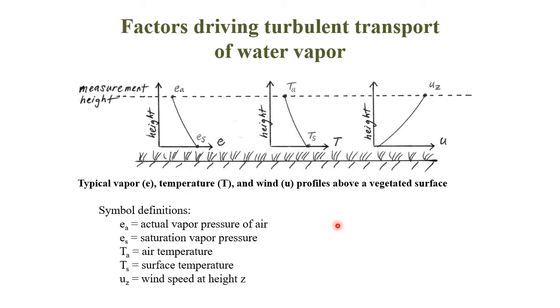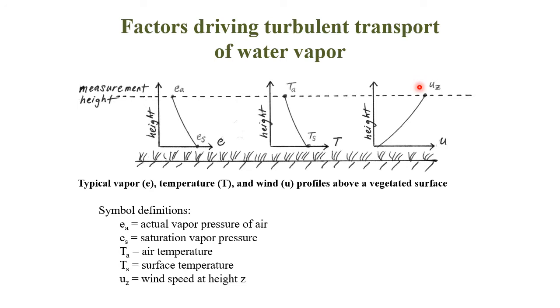In addition to net radiation, the three other weather terms that we need to consider are humidity, represented in this diagram as e, or vapor pressure, air temperature, T, and wind speed, u sub z. Wind speed is measured at a certain height above the ground at level z.